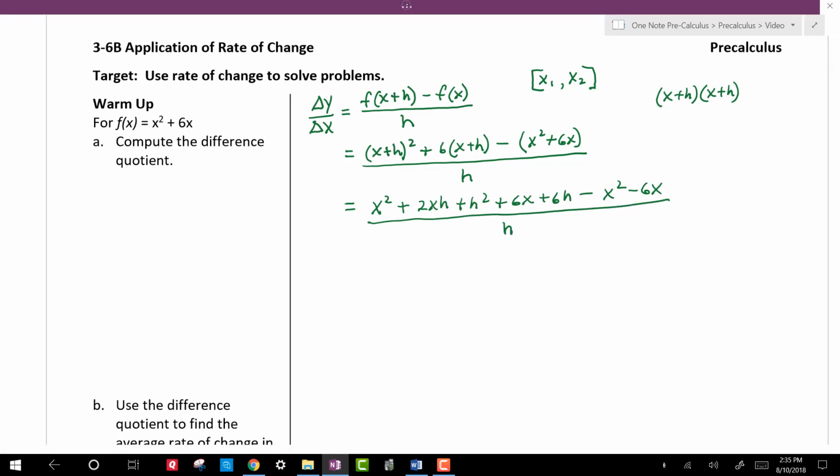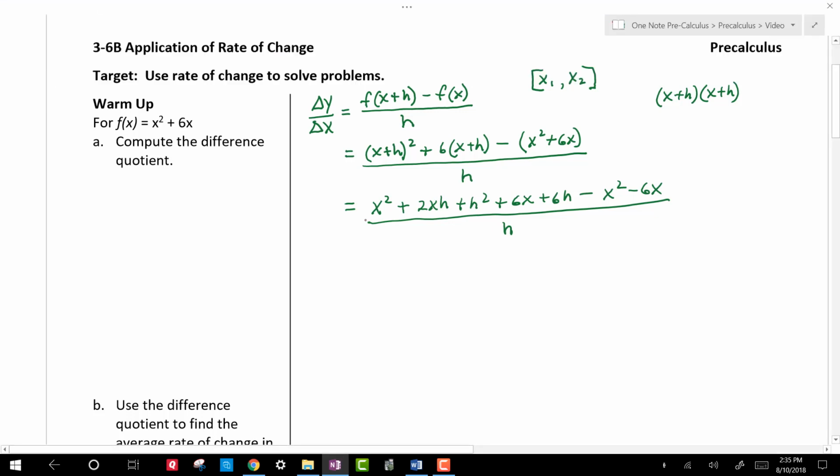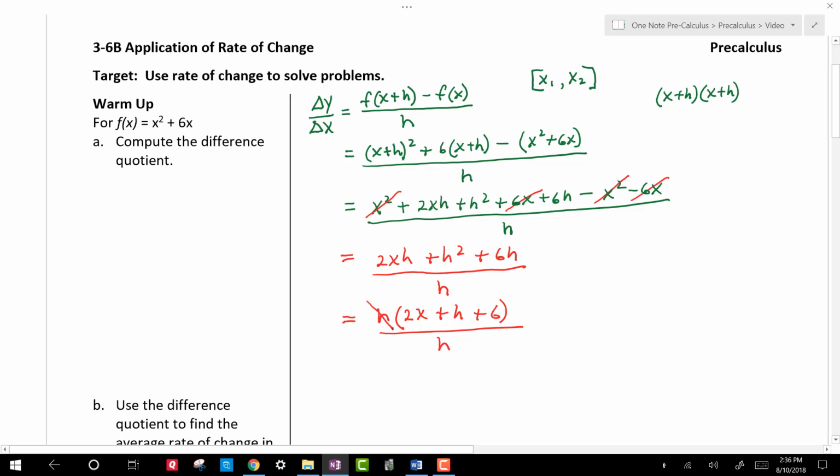Now, here's the cool thing about this. When you go to do this, there's some stuff that should cancel out. Your lead terms should always cancel out. Your terms without any h's should always cancel out, just like that. So now what we have left is 2xh plus h squared plus 6h all over h. Now you'll notice all of my numerator terms contain an h, so I can factor out an h here, and I'm left with 2x plus h plus 6 all over h, and then I can cancel the h on the top and the bottom, and so delta y over delta x is equal to 2x plus 6 plus h.